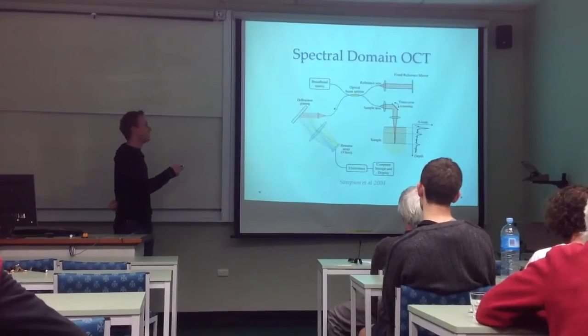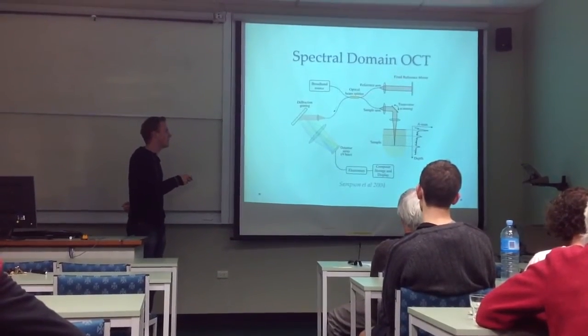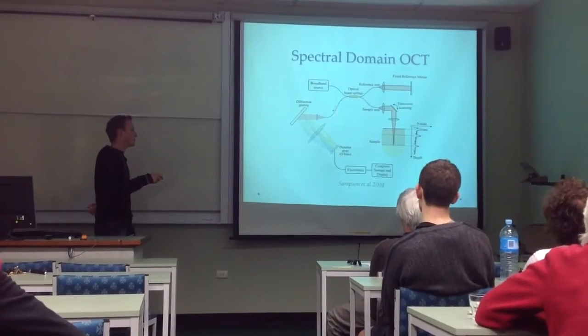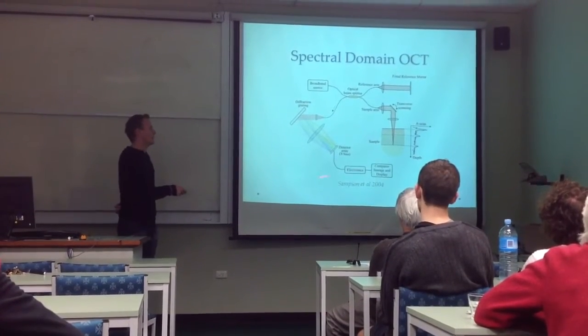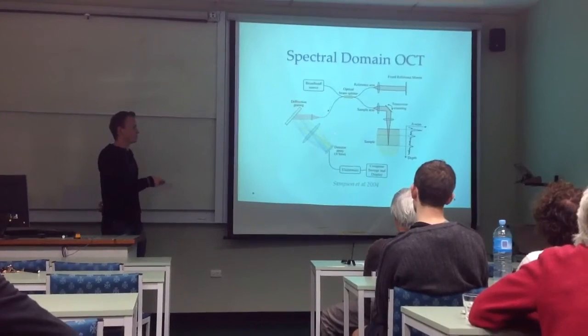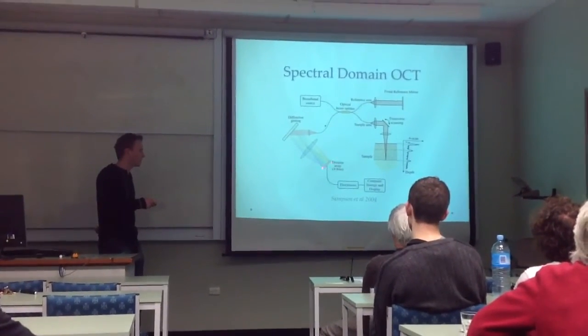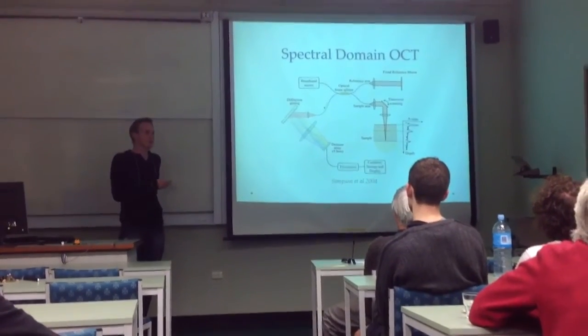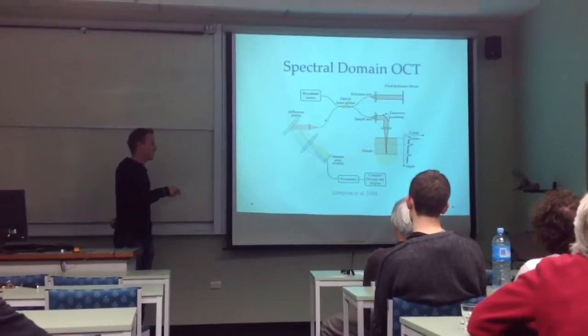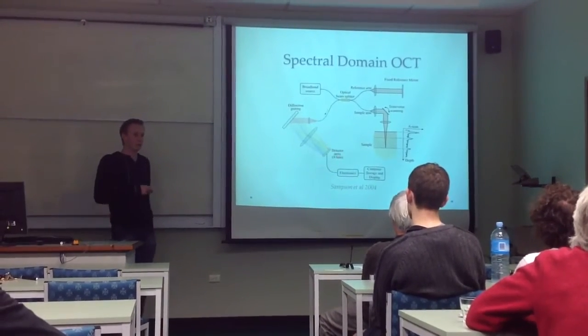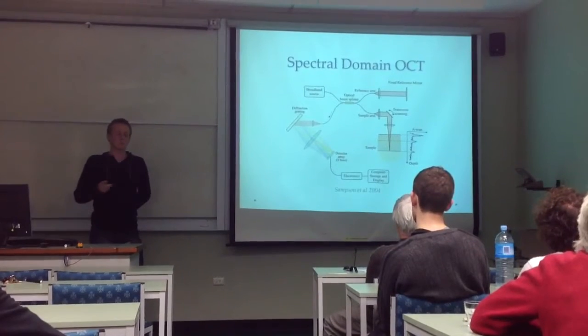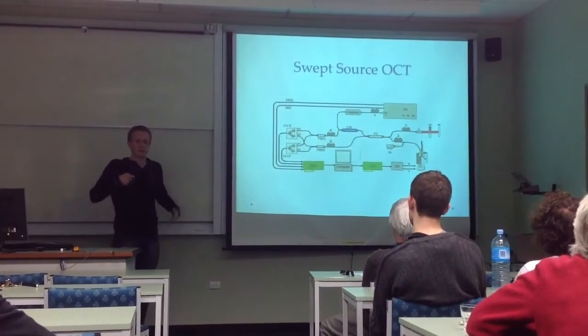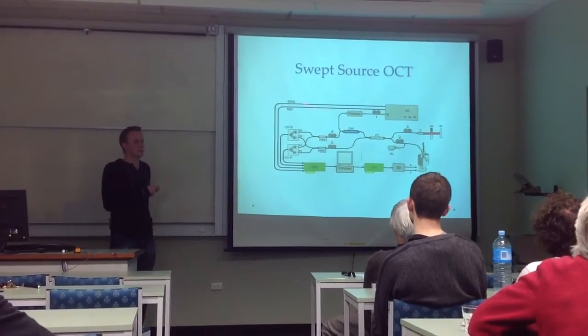What's depicted here is you can fix the mirror if you break up your signal using a diffraction grating, essentially creating a spectrometer and measuring the different frequency components of the light all at the same time. So you can measure the entire depth scan by taking a Fourier transform of the information you get from the spectrometer. What our system is actually is a swept source OCT.